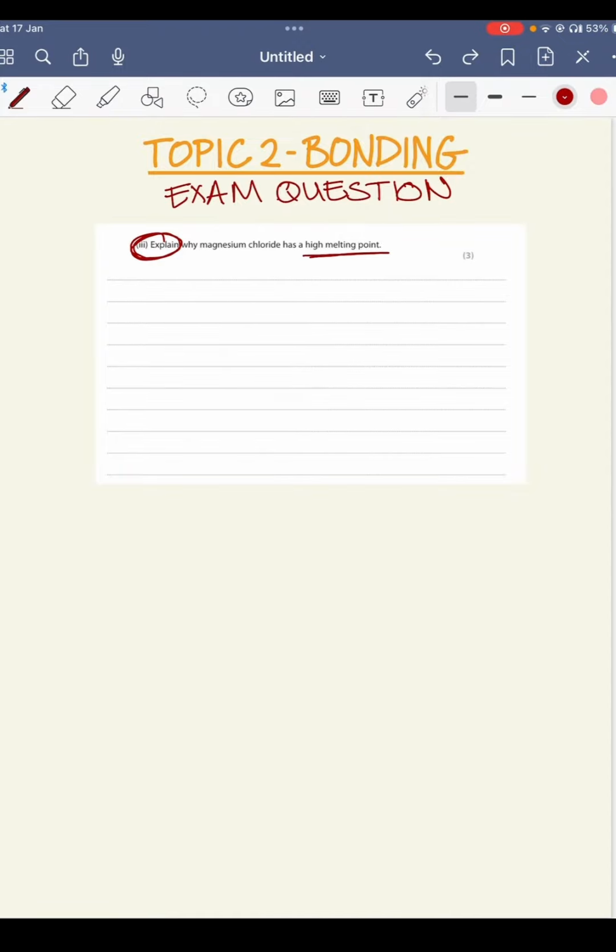Whenever we are referring to the melting points of any of our structures, we must refer to the energy. That is going to be your final mark. So this question is worth 3 marks. So we just need to explain, firstly, whenever it comes to melting points of ionic compounds, just put in the definition of the ionic compound.